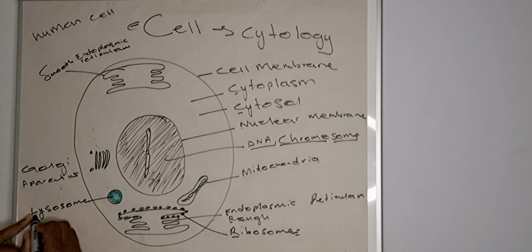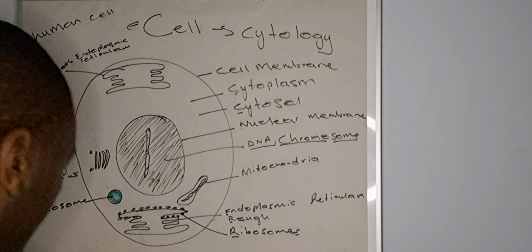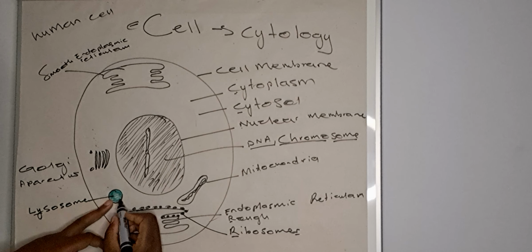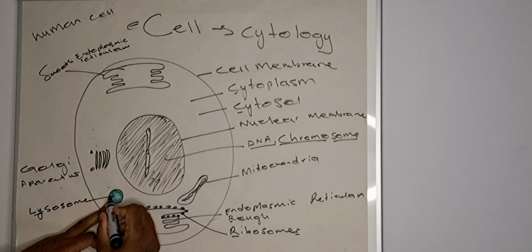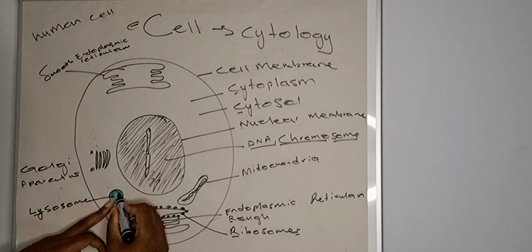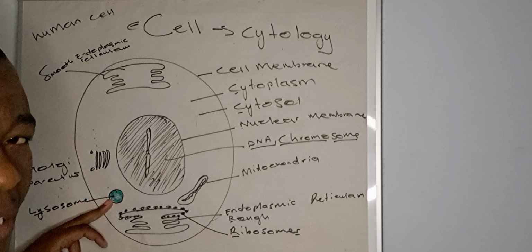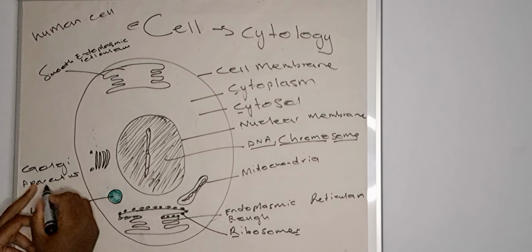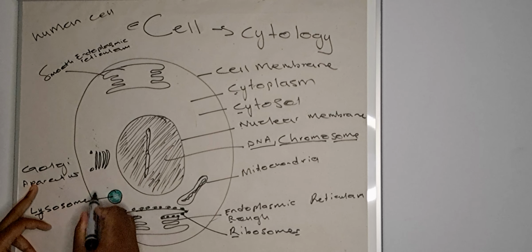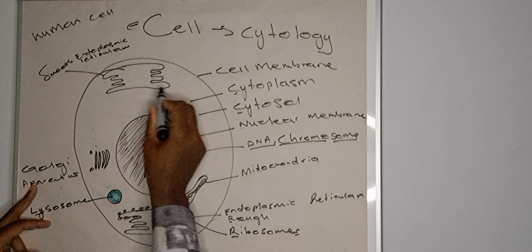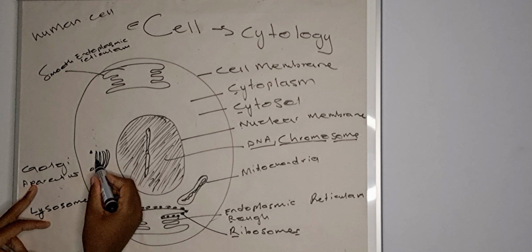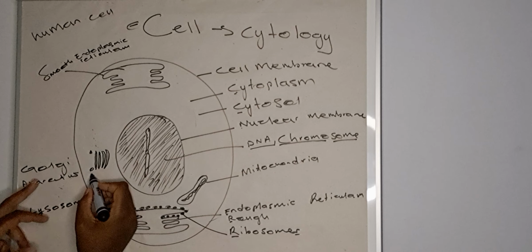And then we have lysosome. Lysosome comes with the enzyme lysozyme, and this is where they will break down the food and then remove unwanted materials. This is your lysosome. And then we have our Golgi apparatus. Golgi apparatus will come and receive all the proteins and then package them and ship them within and or out of the cell.